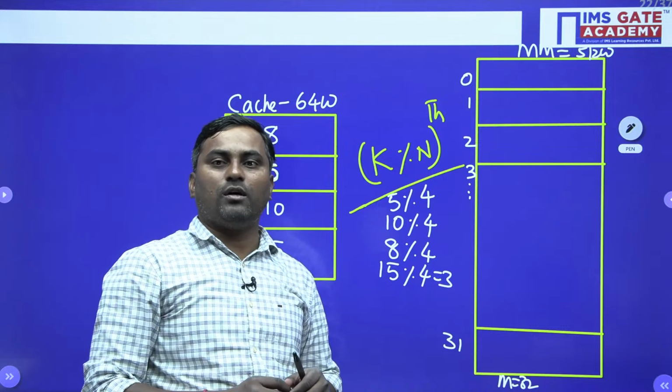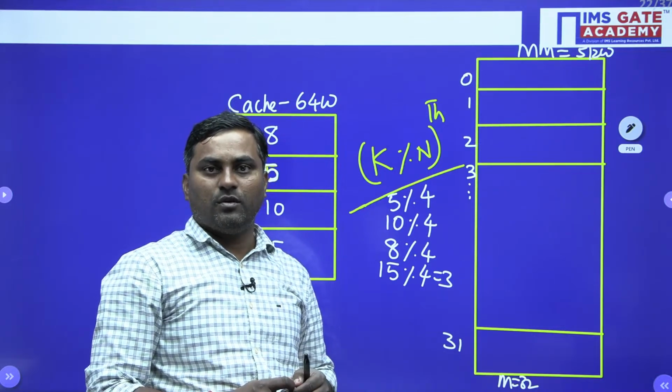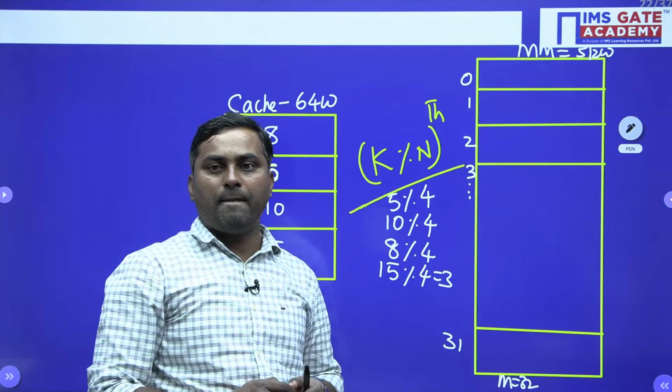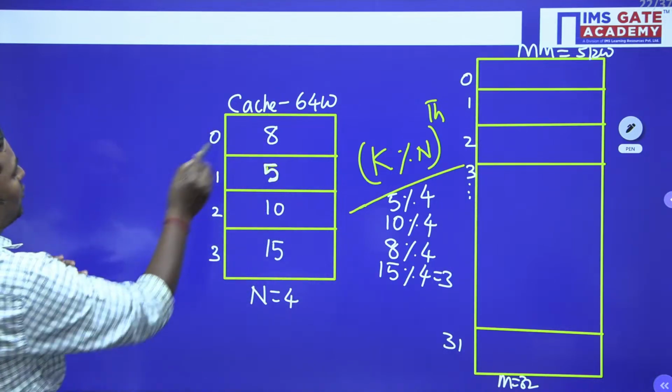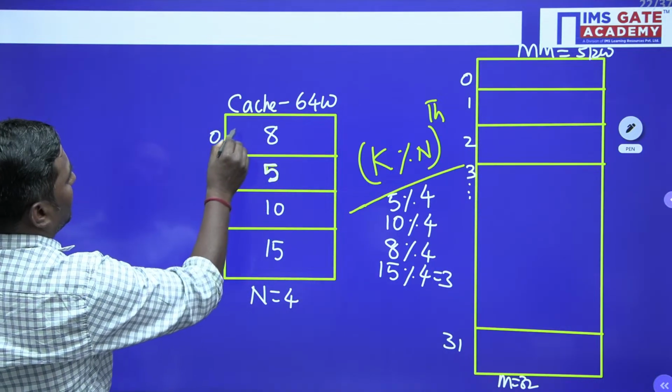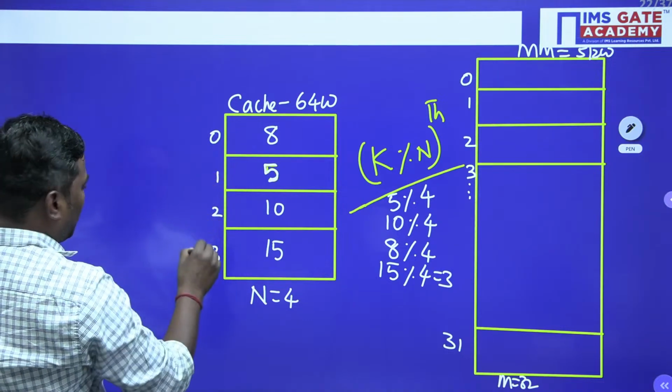The ratio is what? Maximum. So 4 blocks will be there. Now, what are the blocks referring to? This is block 0. In a cache memory: block 0, block 1, block 2, block 3.